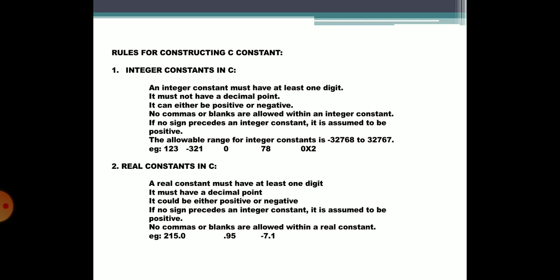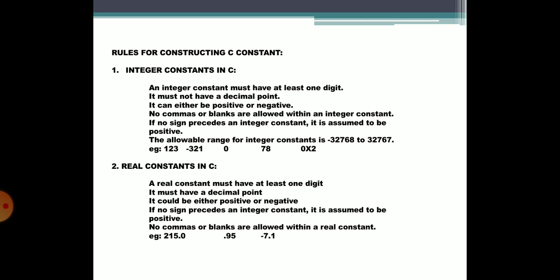An integer constant must have at least one digit. It must not have a decimal point. It can be either positive or negative. No comma or blank is allowed within an integer constant. If no sign precedes an integer constant, it is assumed to be positive. For example, as we said, 1, 2, 3, 78, or even 0, or it can also be a hexadecimal number or octal number, also considered an integer constant.